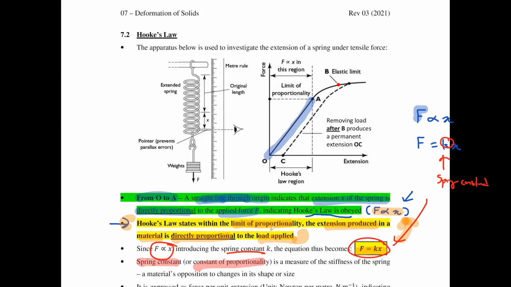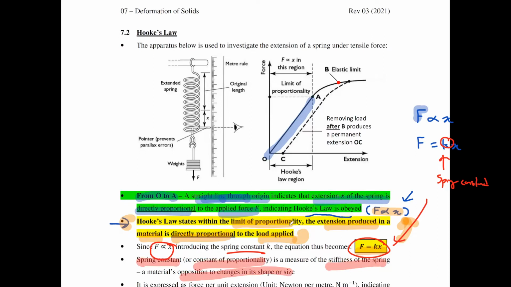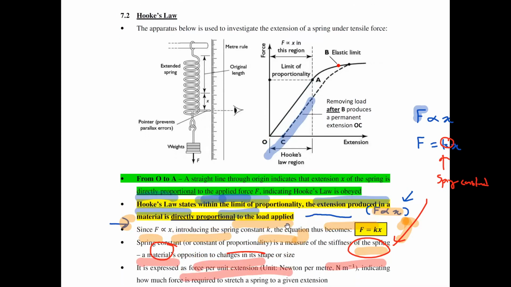Now, what is useful about the spring constant is that it tells us the stiffness of the spring. Stiffness is a material's opposition to changes in its shape or size. Think of it this way: if the material is stiffer, it's harder to deform. If the material is less stiff, it's easier to deform. So the spring constant is a measure of the stiffness. You will expect that the higher the spring constant, the harder it is for you to deform the material.